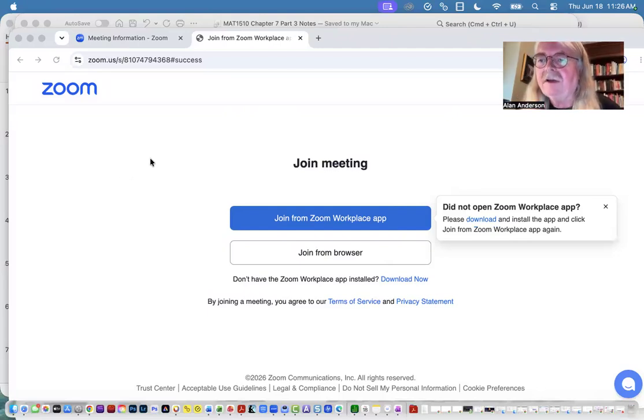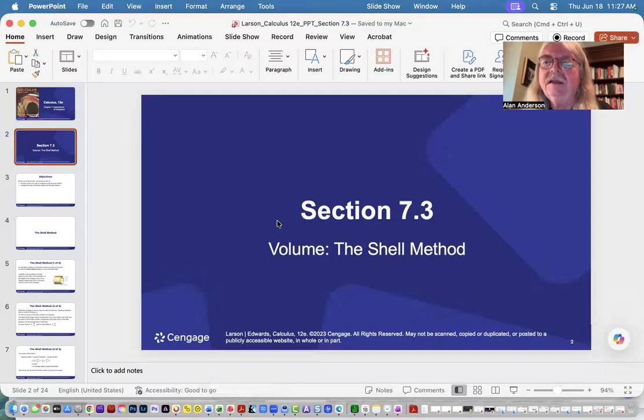Okay, so we're going to carry on with chapter seven now. So far we've done sections seven, one, and two. And in those two sections, we did the disk method and we did the washer method. Now it's time for the shell method.